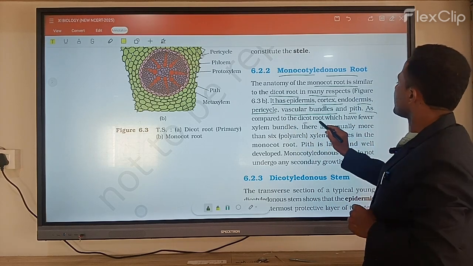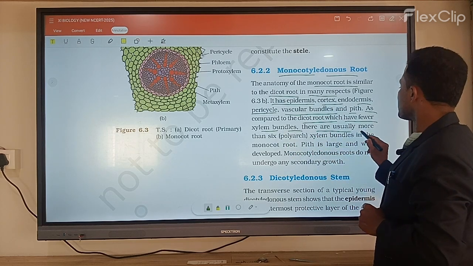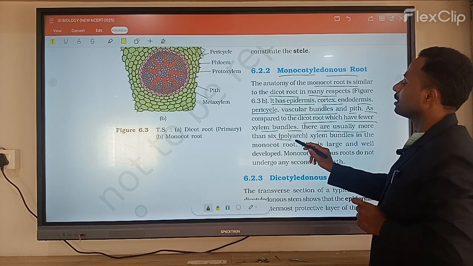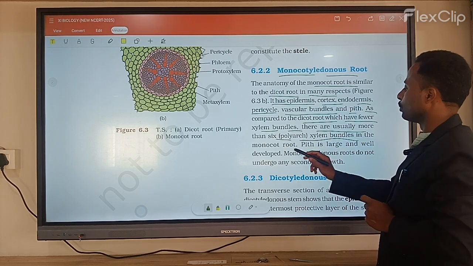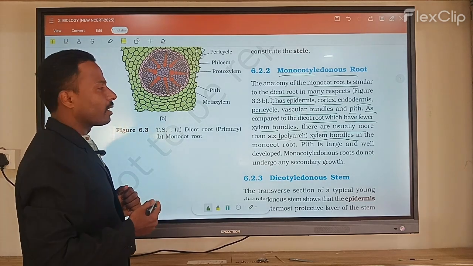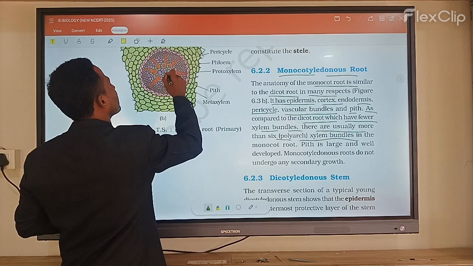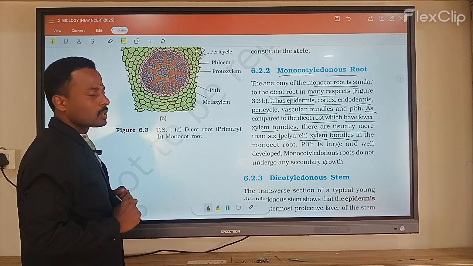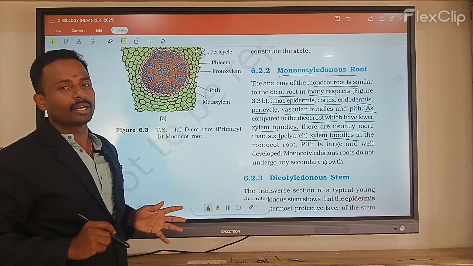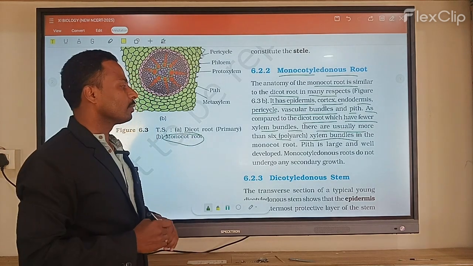Compared to a dicotyledon root, which has only a few xylem bundles, there are usually more than 6 xylem bundles in the monocotyledon root. So what is the difference between monocot and dicot? Here you see more than 6 xylem and phloem patches. That condition is called the polyarch condition, and you notice it in a monocotyledon root.